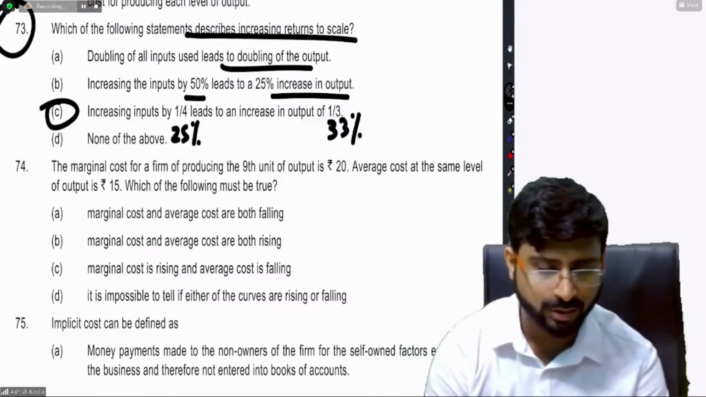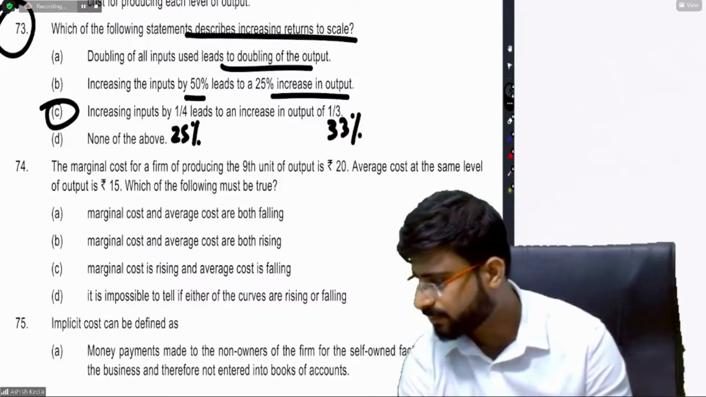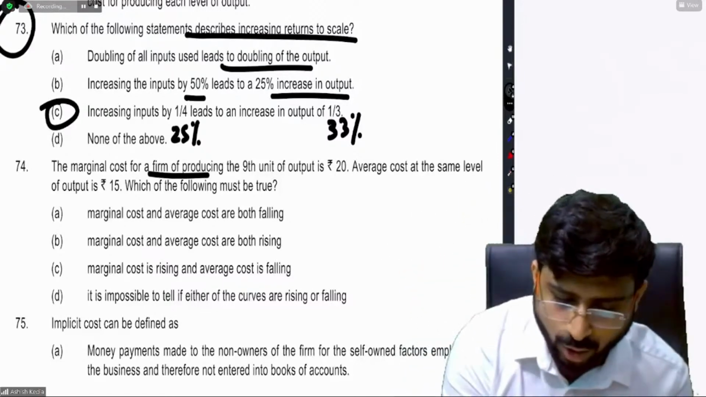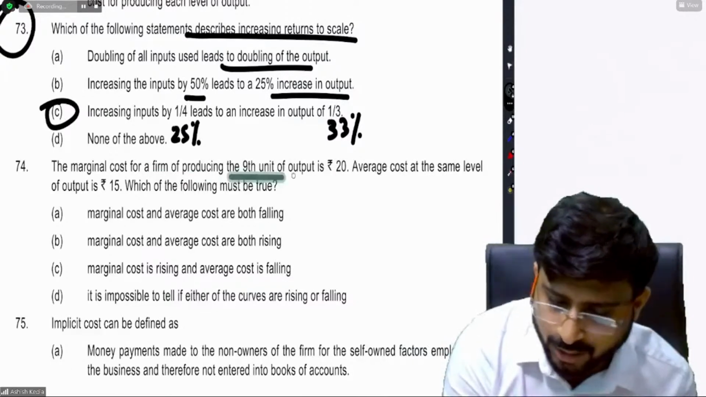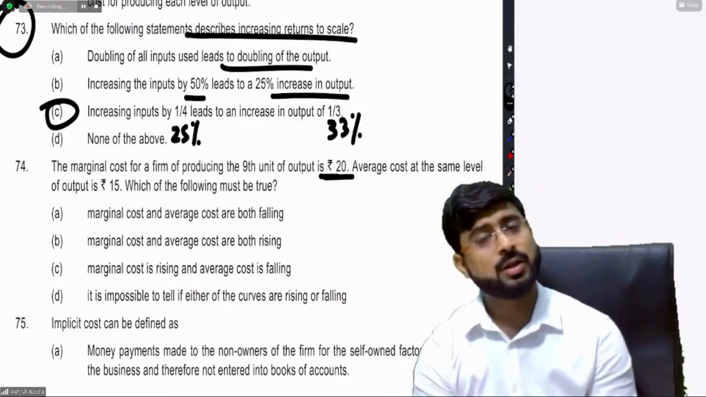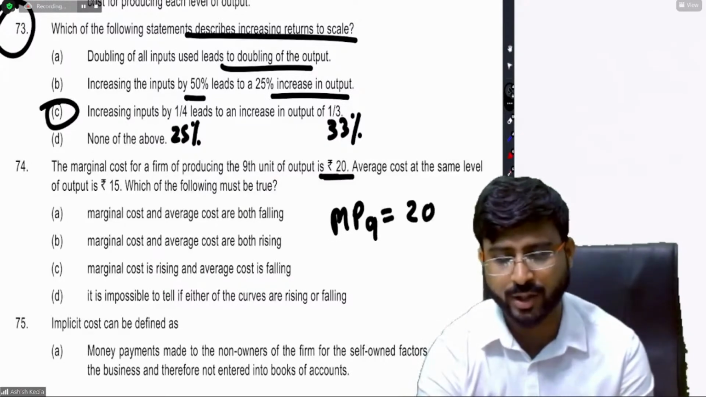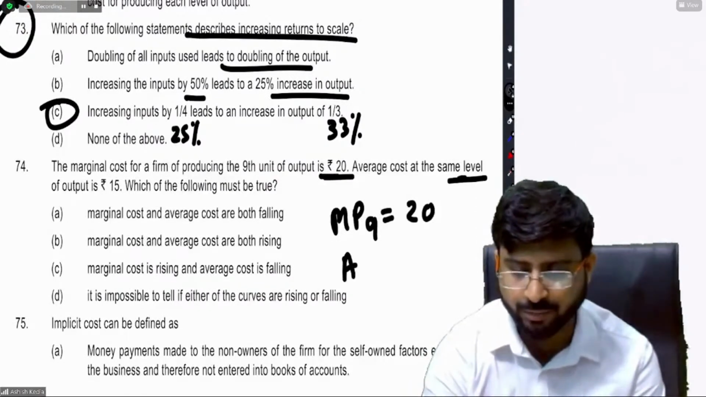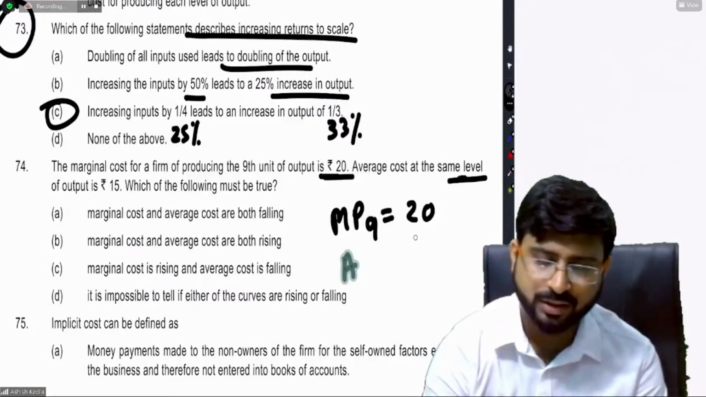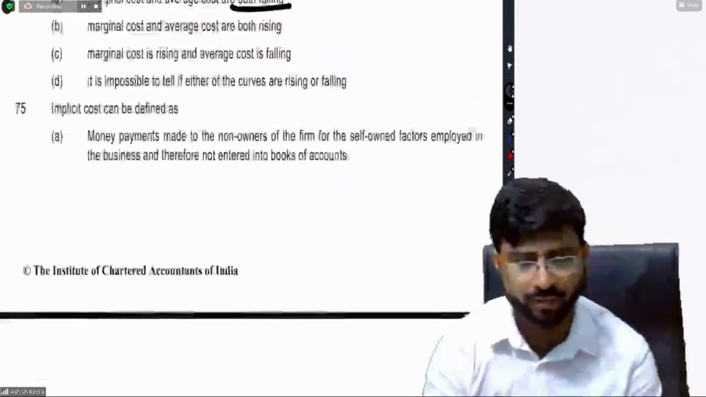Next is 74. The marginal cost for a firm of producing the ninth unit of output is 20. Okay. Marginal cost of producing ninth unit of output is 20. Average cost at the same level. Achha, question is related to cost. Don't solve it now.